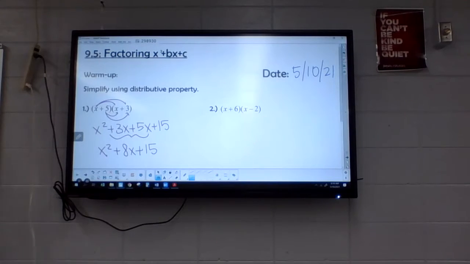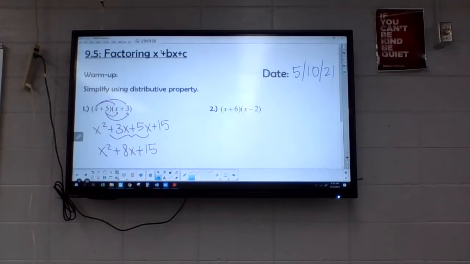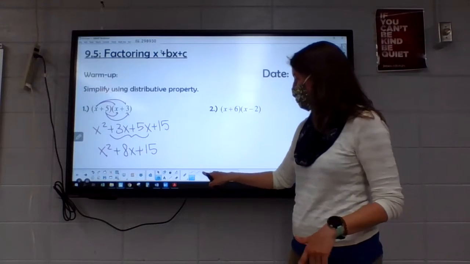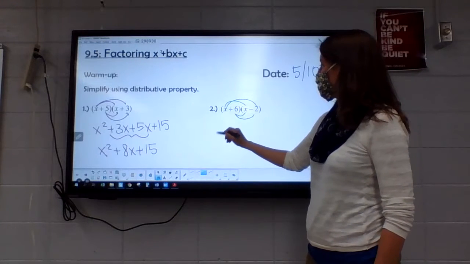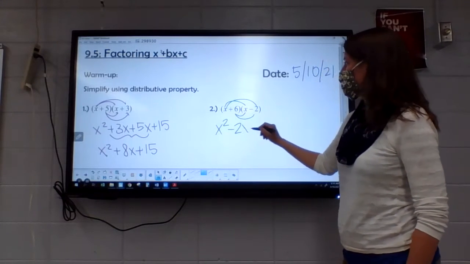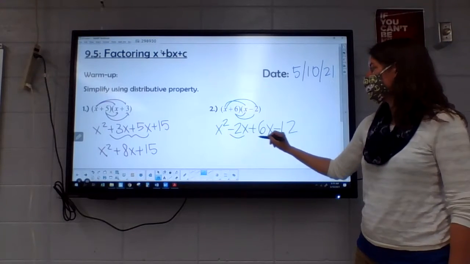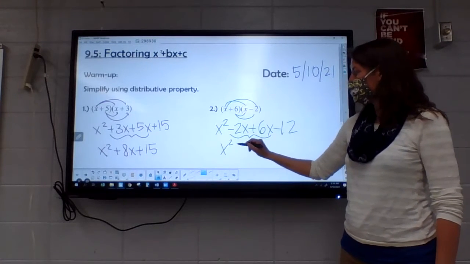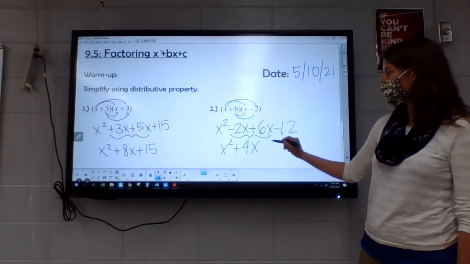First one's pretty straightforward. Everything was positive, so it worked out really nicely. The next one, again, first, outer, inner, last. So these, when we put them together, end up being a 4x, because -2 plus 6.